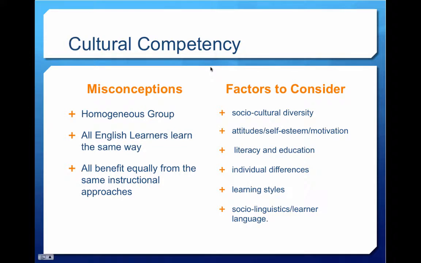Research shows that not only are English learners completely and totally diverse, but their needs are diverse, their situations are diverse. And so we have to make sure that mainstream teachers are aware of the factors with English language learners: the socio-cultural diversity, the attitudes, the self-esteem, the motivation of those students. The literacy and education that they're bringing to the table is important, both in their native language and what they have already acquired, and what stage they are in their second language.